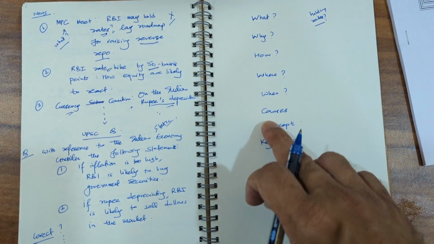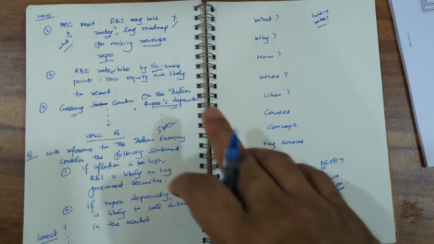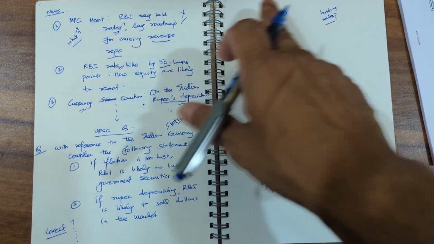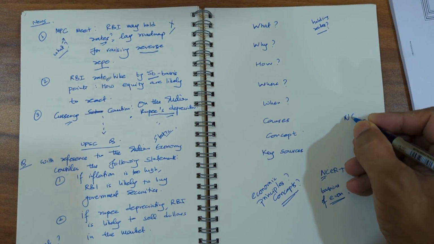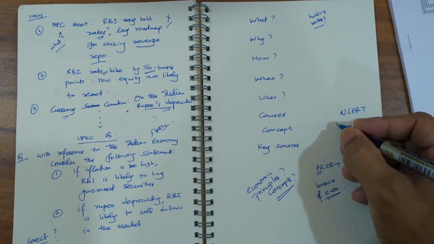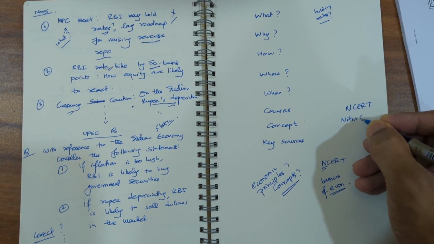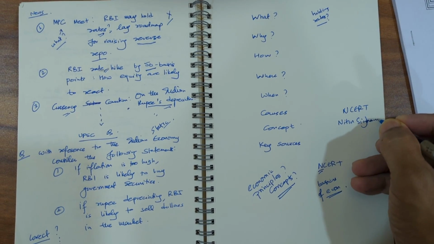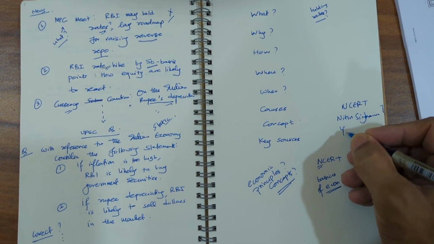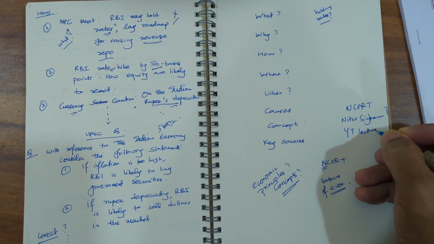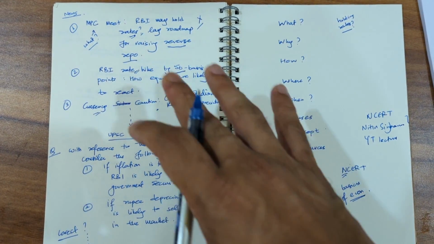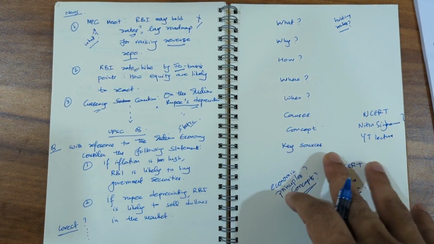So all these kinds of questions should come to your mind when you're reading any of these articles, and you should refer to your basic NCERTs, and in economy I have recommended Nitin Singhania. You should be able to refer to these books, refer to some YouTube lectures, and find the answers to the questions that are coming into your mind when you're reading a particular article.